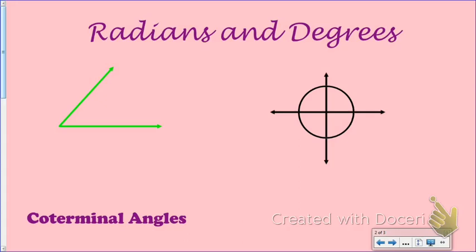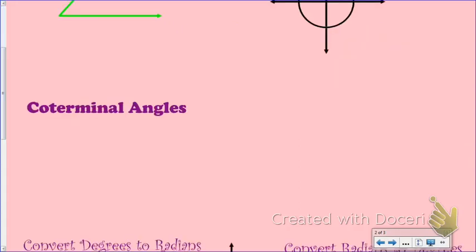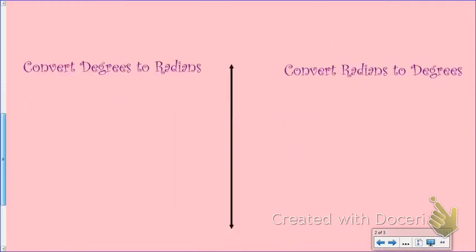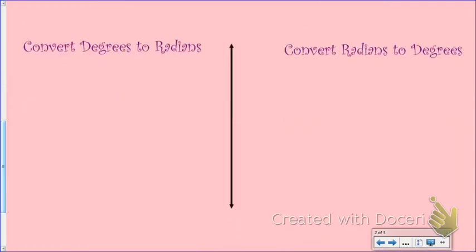Okay, so the next thing we're going to look at is how we convert back and forth between degrees and radians. I can always take a degree measurement and turn it into a radian measurement, and I can take a radian measurement and turn it into a degree measurement.